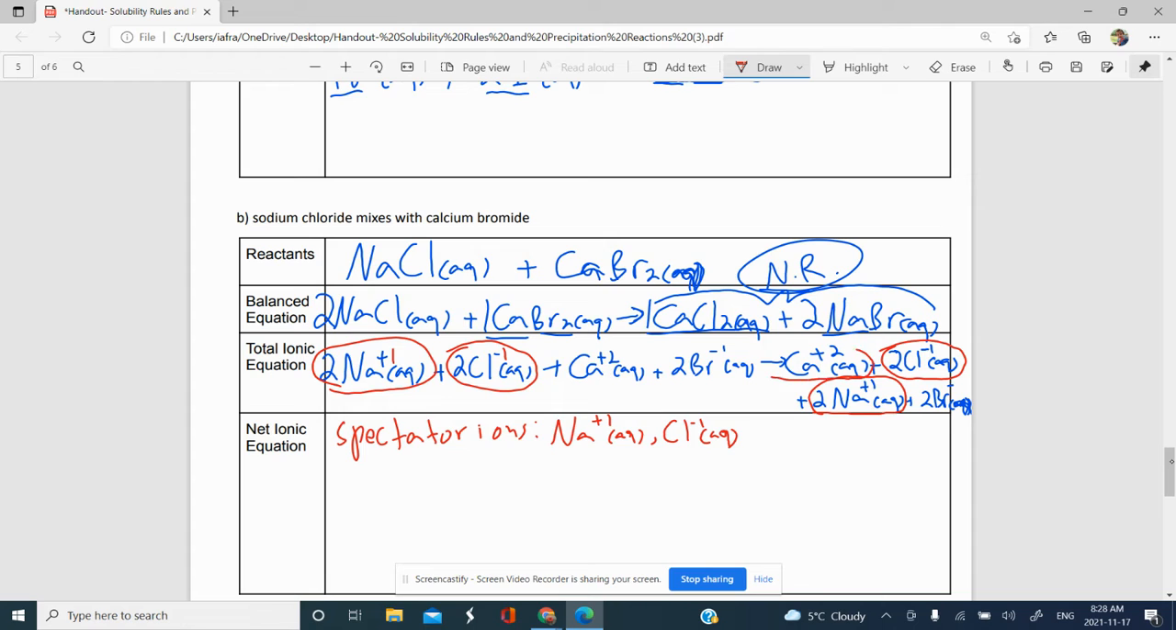Then you'll notice, oh look, there's no precipitate, so this calcium appears on both sides unchanged. So this is also a spectator ion. And then this too, the bromide ion, also appears on both sides unchanged. So everything here is a spectator. Nothing is changing. Essentially, when you're making your net ionic equation, I'm just going to cancel this out, everything cancels out. And so because everything cancels out, we say there's net no reaction.